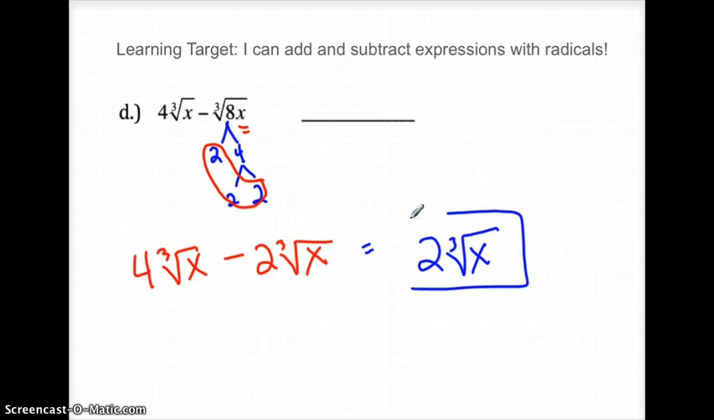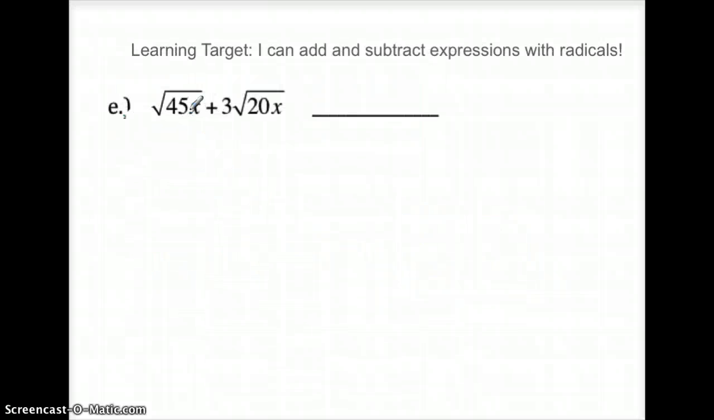So you see how if you were being lazy and just flipping through, you would have said can't combine and you would have been wrong. So be careful. Whenever you can factor and do a factor tree, you always should. So that's what we're going to do on this example E. I'm going to factor tree 45.